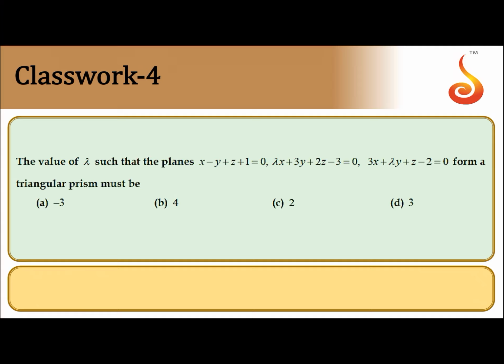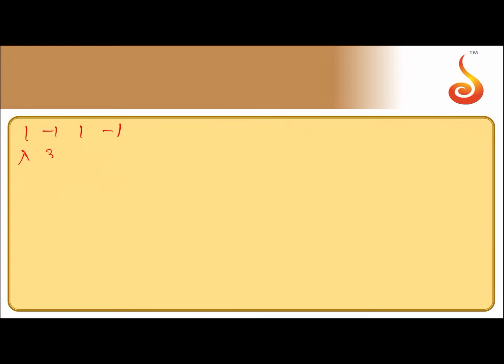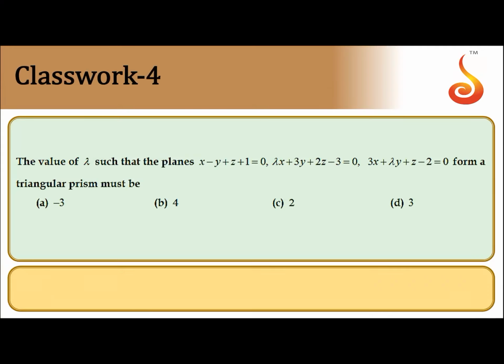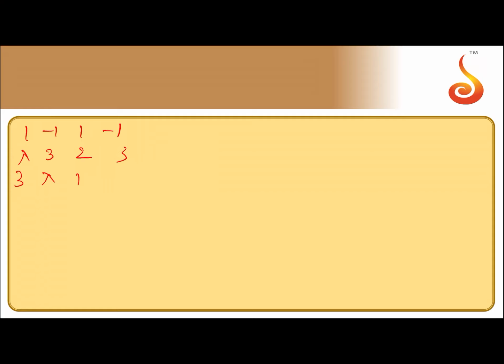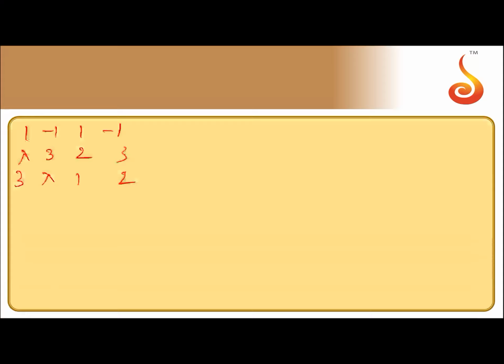Let me take up this one. The coefficient matrix: 1, minus 1, 1, 1; 1, minus 1, 1, 1 augmented matrix; 1 taken on the right side, minus 1; lambda, 3, 2, 3; and 3, lambda, 1, minus 2, 3, lambda, 1 and 2. They form a triangular prism, which means the system of equations should not have a solution. In this case, this cannot have a solution. Let me take up here.